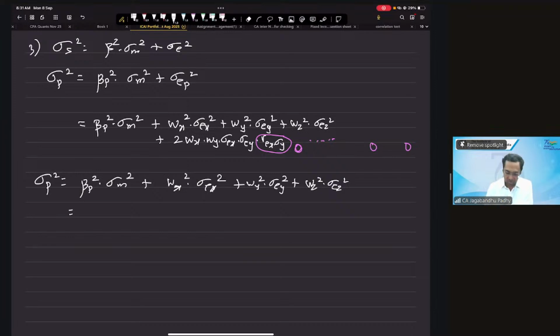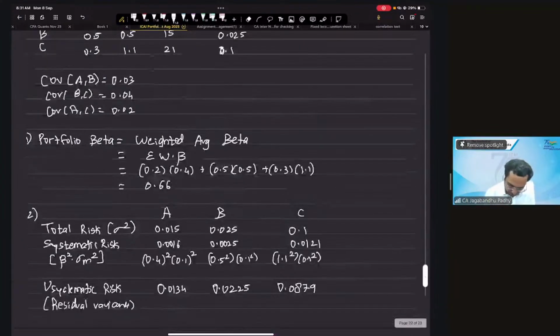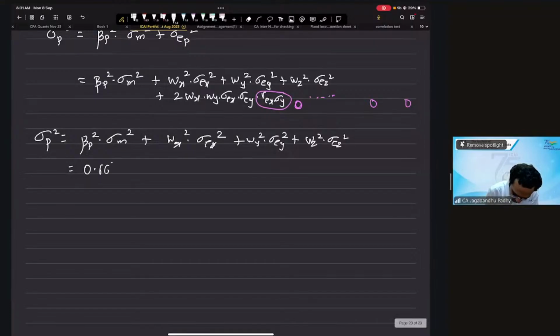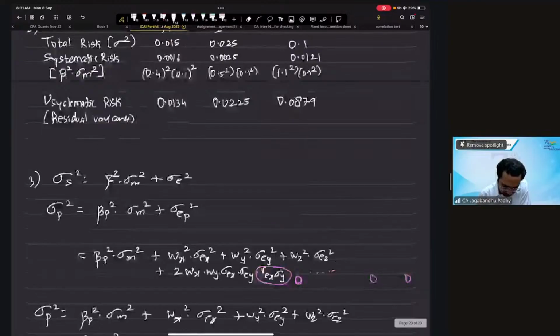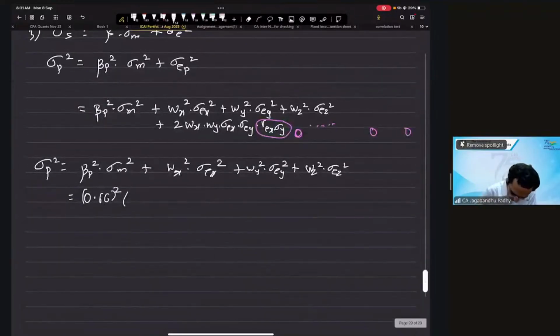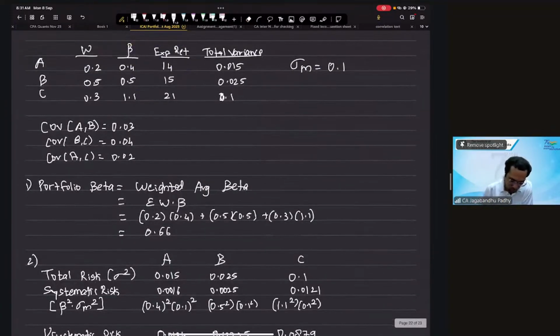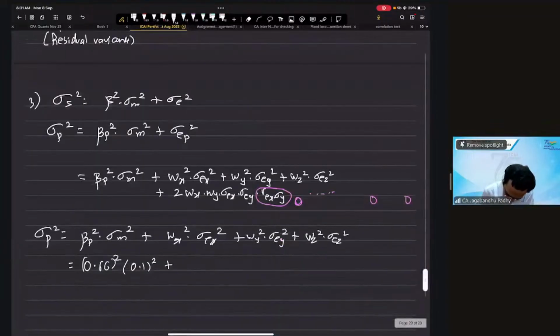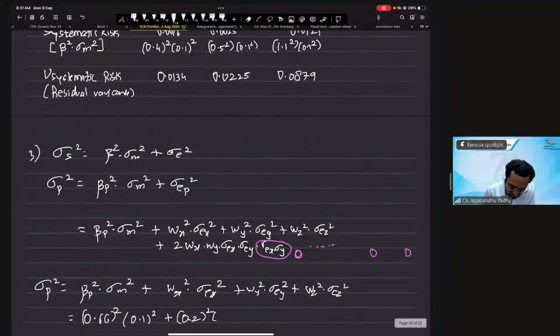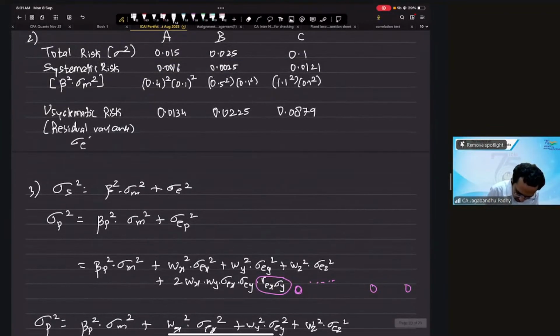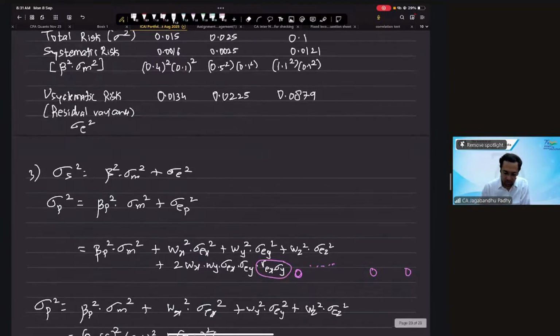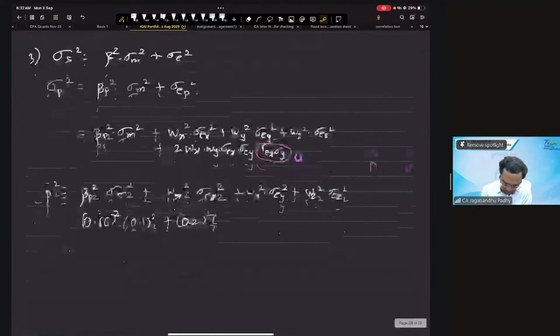What is the beta of portfolio square? 0.66. So 0.66 square into what's the variance of market? 0.1 square, 0.8... plus weight of x square. What was the weight? 0.2. So 0.2 square, and then the variance of error of x is already calculated by us, which is 0.0134.